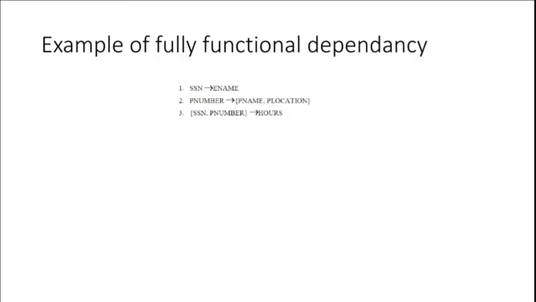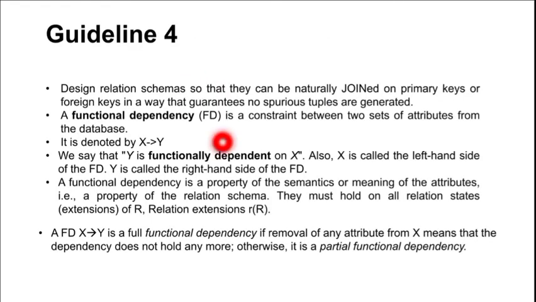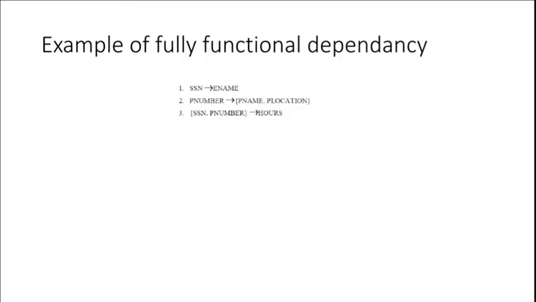Examples of, see here, SSN is X, ename is Y, X tends to Y. Here Y is functionally dependent on X. So according to the definition, Y is fully functionally dependent on X, right? Here ename is functionally dependent on SSN. Ename is functionally dependent on SSN.